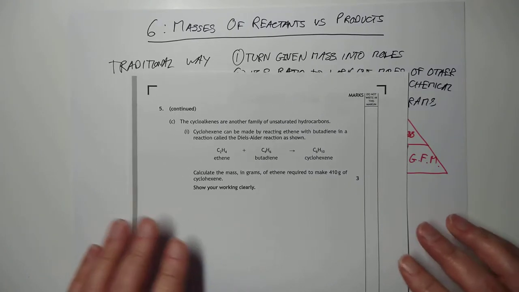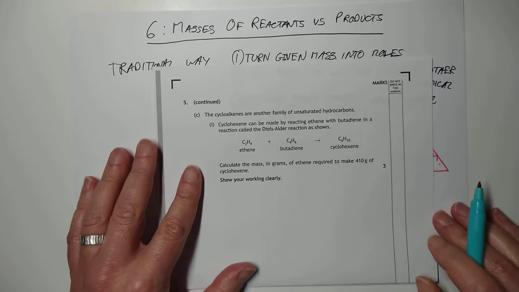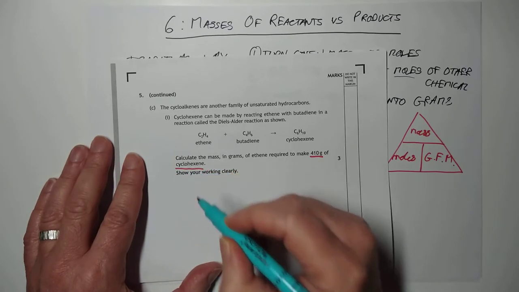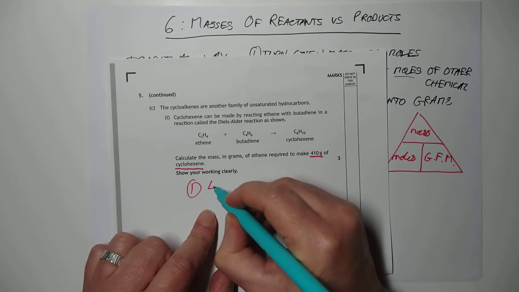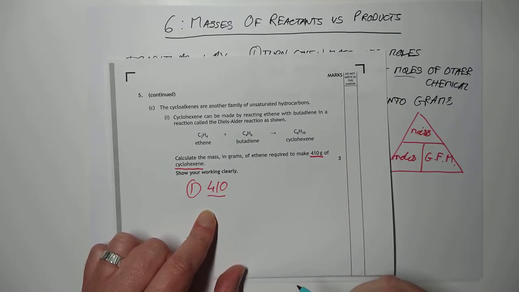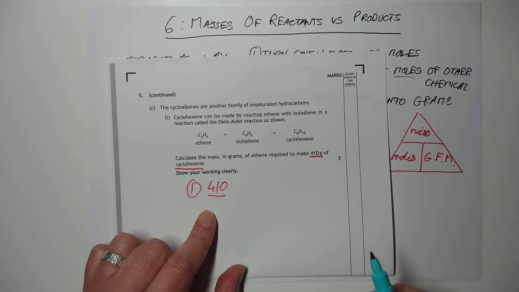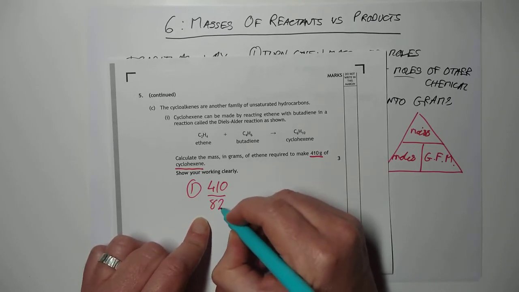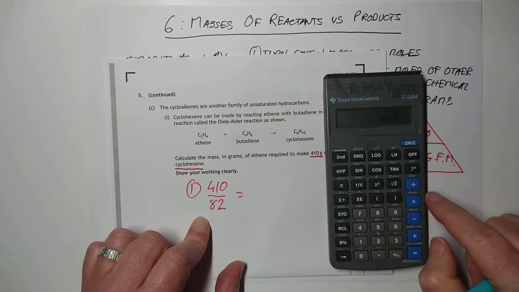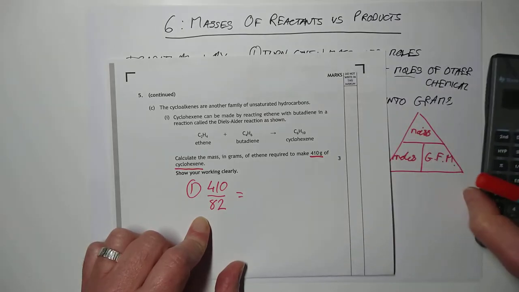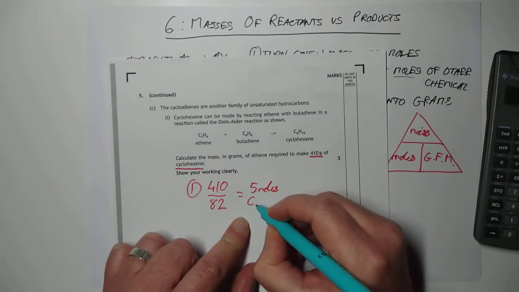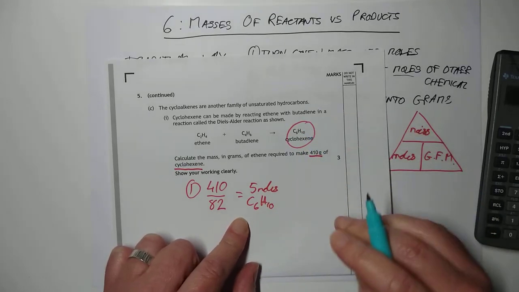So stage one, turn the mass that's given to you into moles, using our triangle here. So what mass is given? 410 grams of cyclohexene. So stage one would be 410, that's the mass, by the GFM of cyclohexene. What did I say that was? The GFM of cyclohexene? 82. So 410 over 82, which gives us, let's pull in a vintage calculator, 5. We've got 5 moles of cyclohexene. Let's just do C6H10. So that's this guy here.